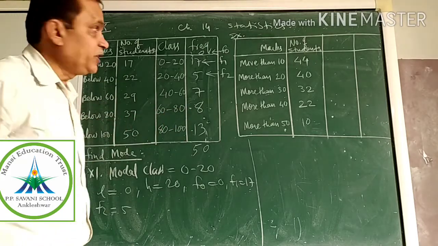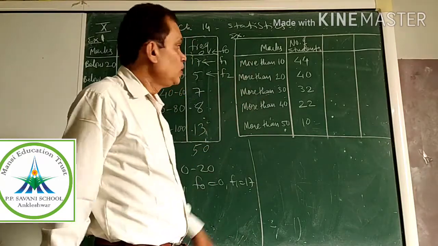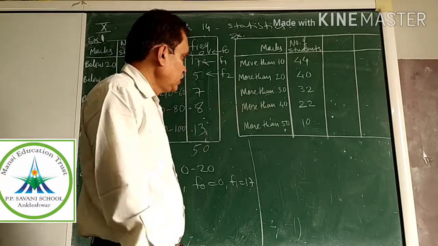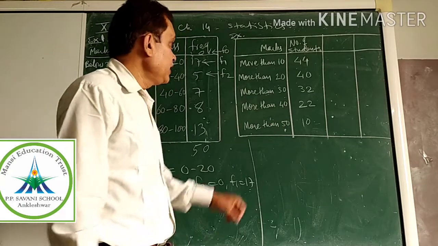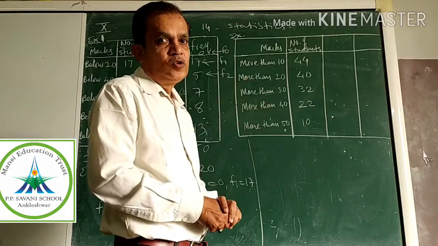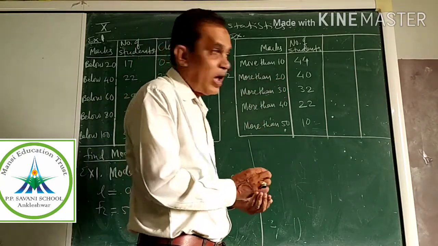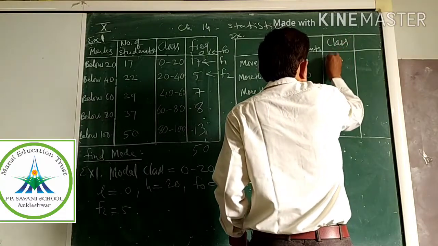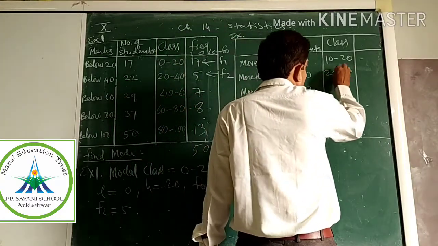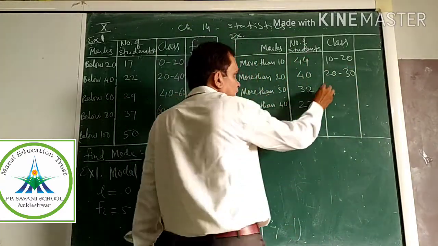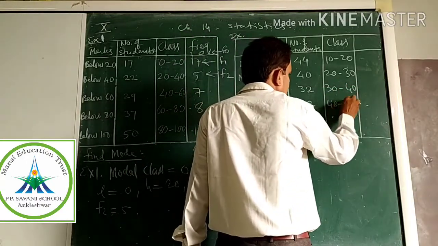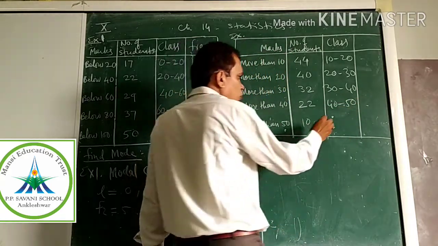Okay? Now second example, see. More than 10. More than 20. More than 30. More than 40. More than 50. So definitely, try to understand what the gap is. The gap is 10. So more than 10 means 10 to 20, so the class is 10, 20. More than 20, 20 to 30. More than 30, 30 to 40. More than 40, 40 to 50. More than 50, 50 to 60.